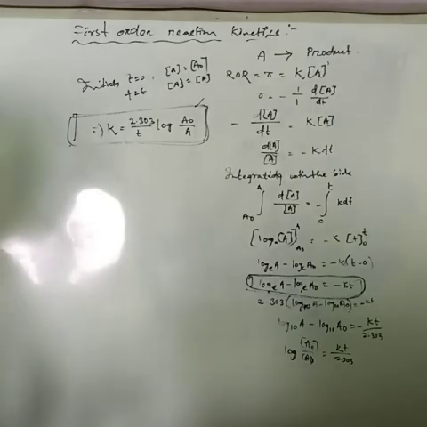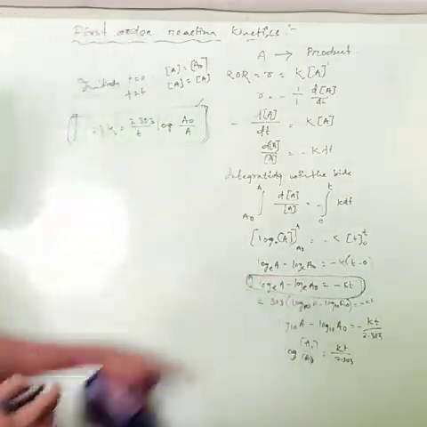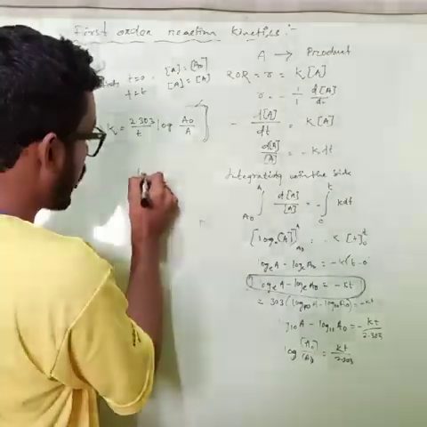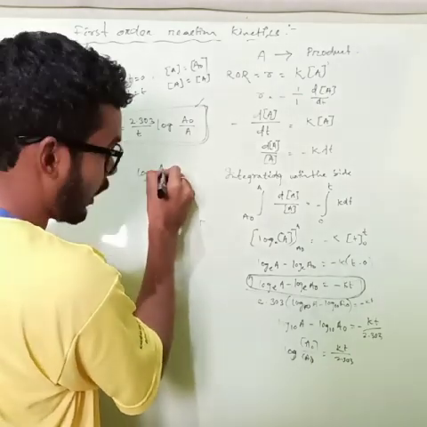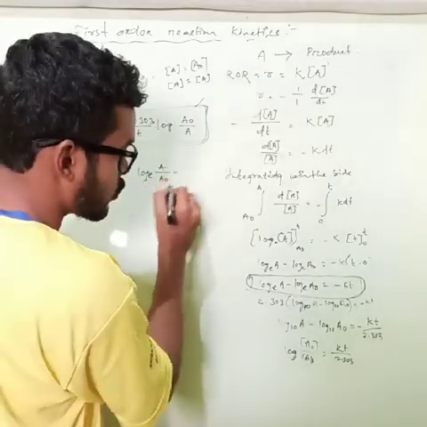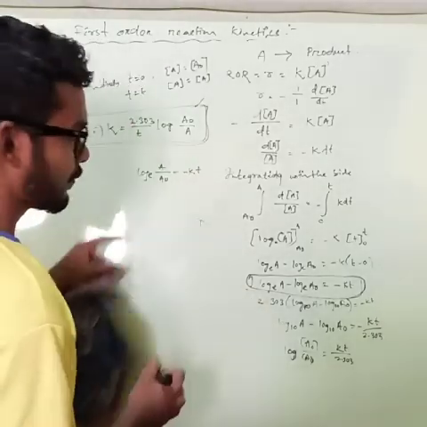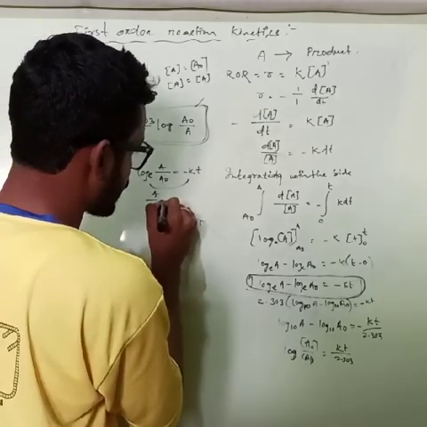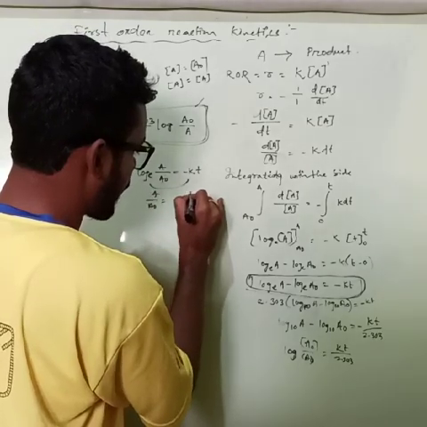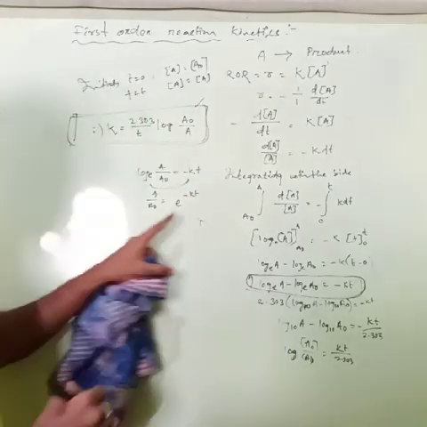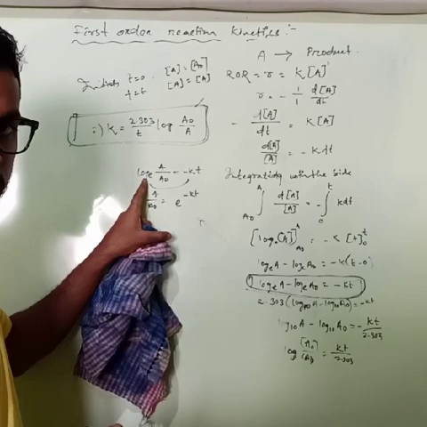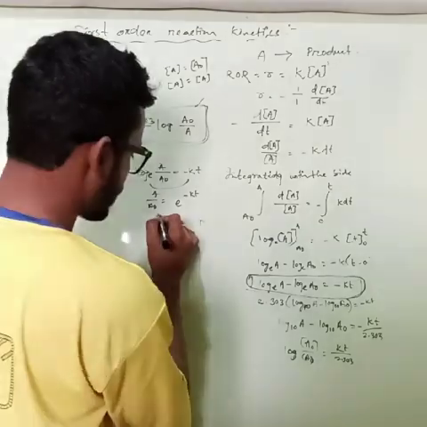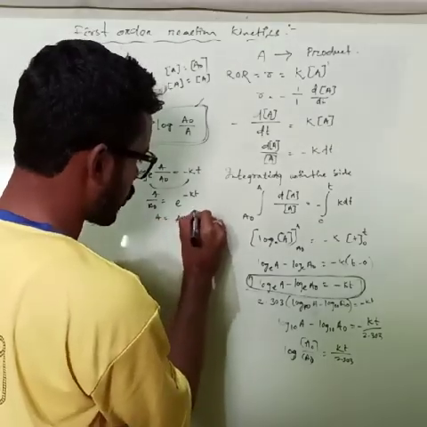You can write this as log e of a by a naught equals minus kt. Then a by a naught equals e to the power minus kt. If you take the log to the right side, it becomes exponential, so a equals a naught e to the power minus kt.